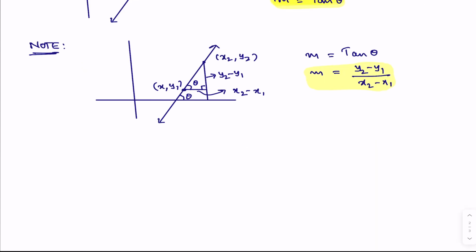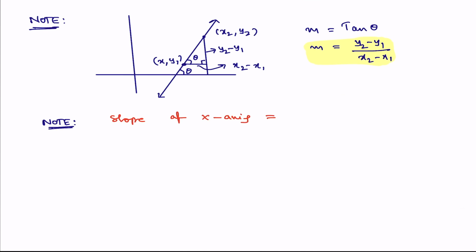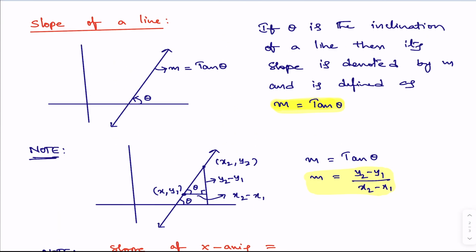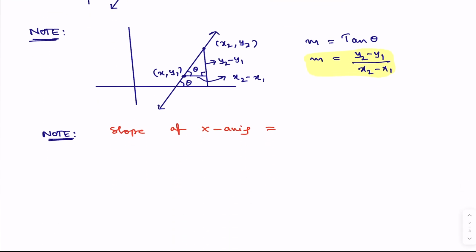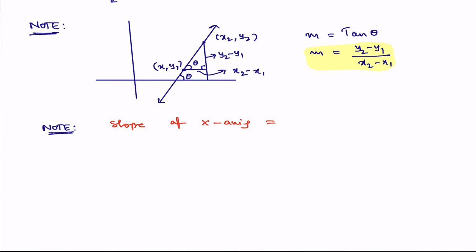Now, I want the slope of the x-axis. How do we find slope? If we know the inclination, it is tan theta. If we know 2 points on the line, we can also find its slope. Do you know the inclination of the x-axis? Yes, it is 0 degrees. So the slope of the x-axis is tan 0 degrees, which is 0 from the trigonometry table. So from now onwards, you can use it directly: slope of the x-axis is 0.